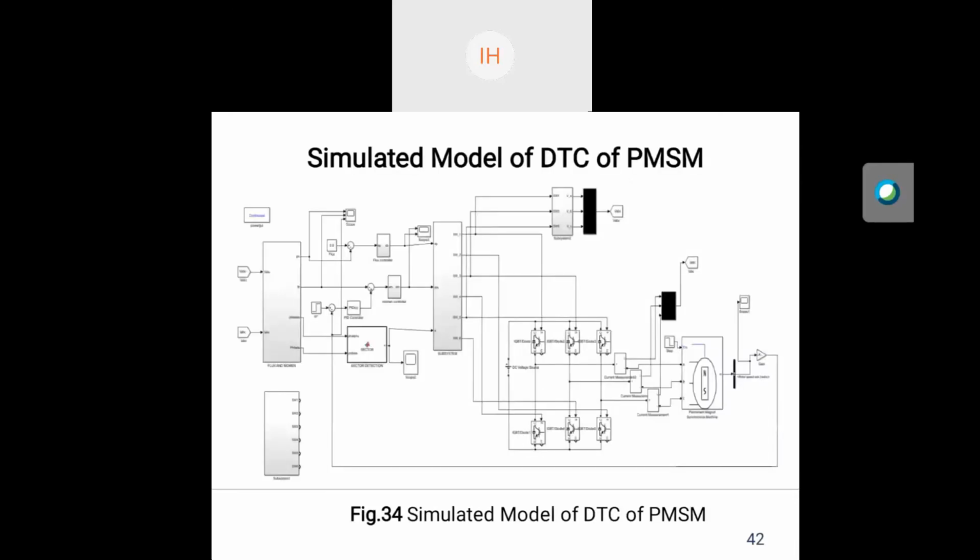So here the simulated model of DTC of PMSM is shown in this figure. We have already done the DTC of induction motor. After that, we have also simulated the DTC of PMSM. The 90% work of this DTC of PMSM has been done, but due to some small error, we are not able to show the result here. So we are now working on it to figure out what the problem is, and we'll fix it. Next slide.